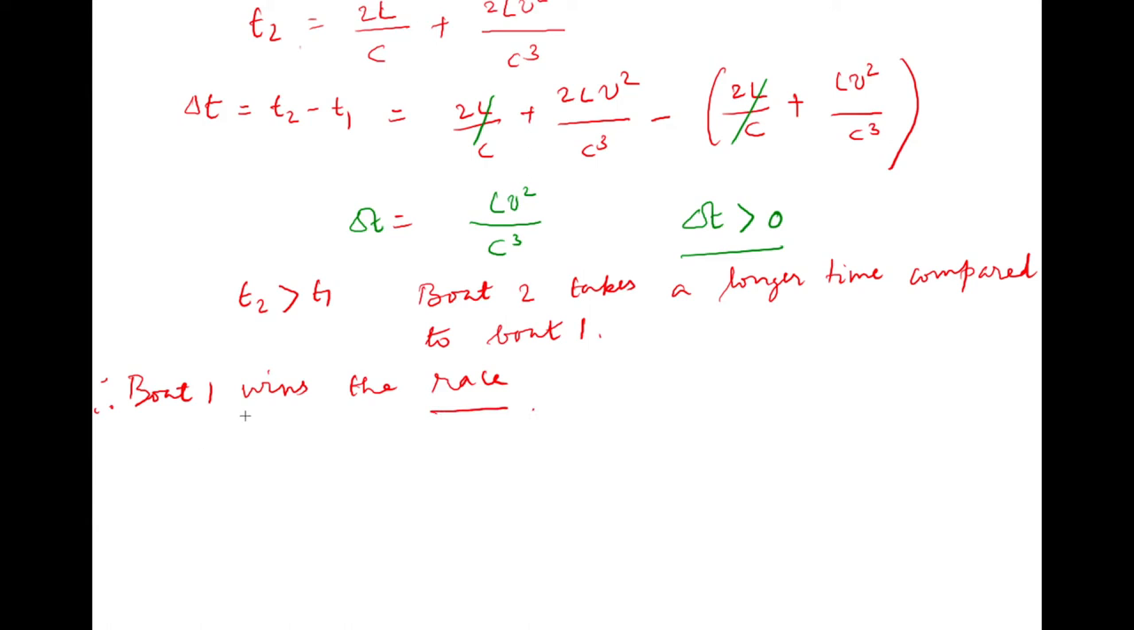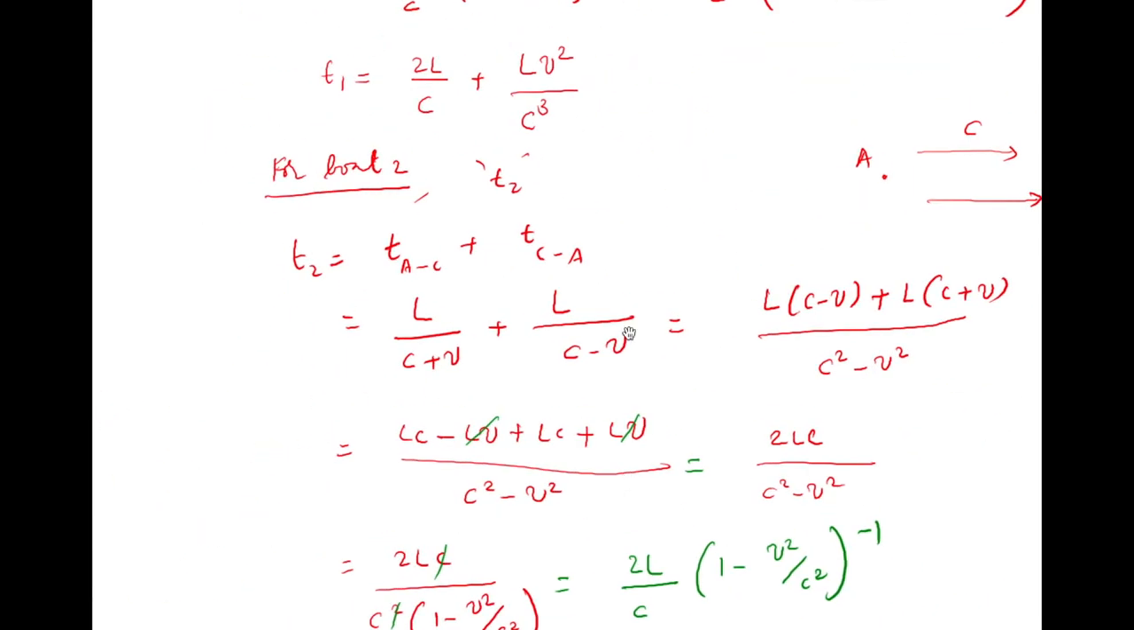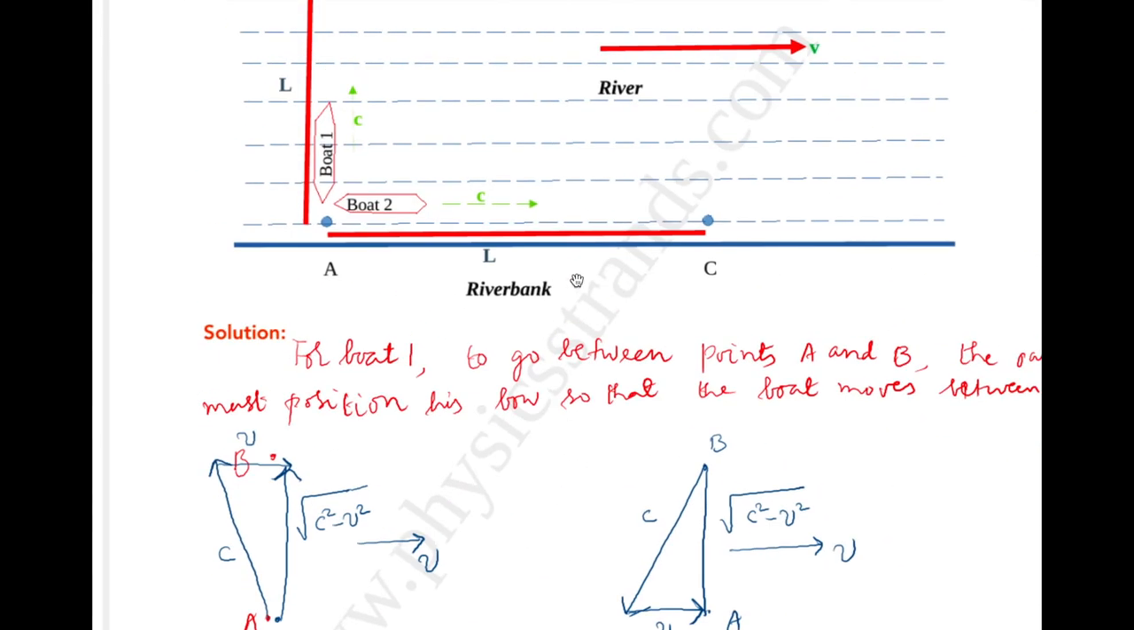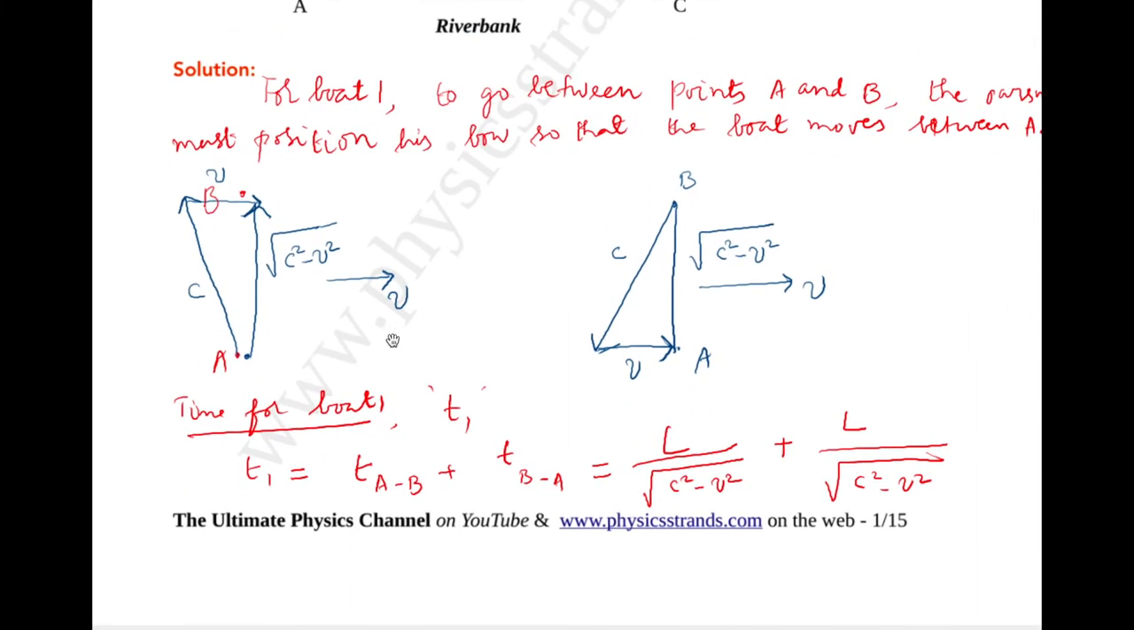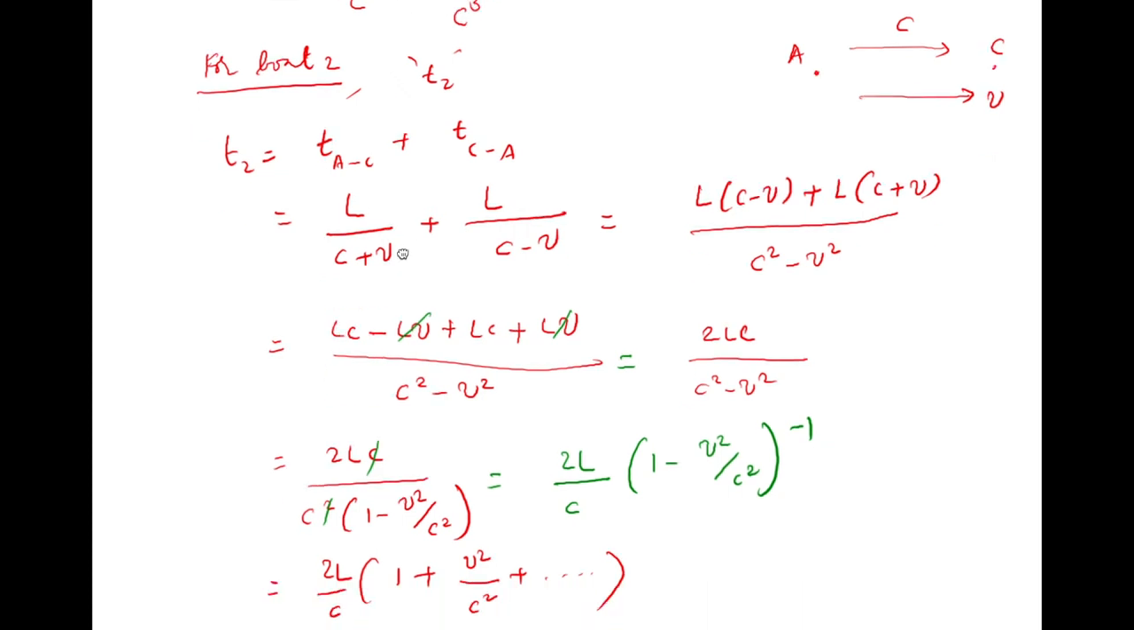So now what does it mean? This means that in the river, when two boats race against each other in perpendicular directions, the boat that goes across wins the race. See, boat 1 is going across the river current, and still it is able to win the race. Whereas the boat that goes along the river direction, either downstream or upstream, loses the race. So that is the conclusion in a round trip race.